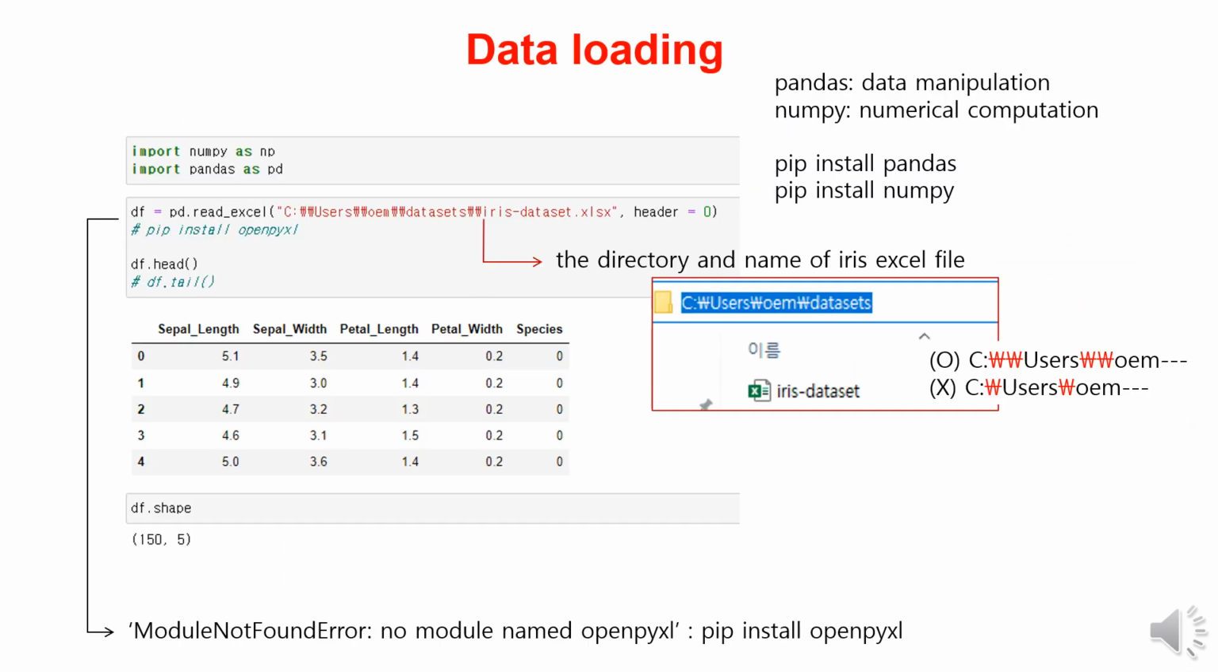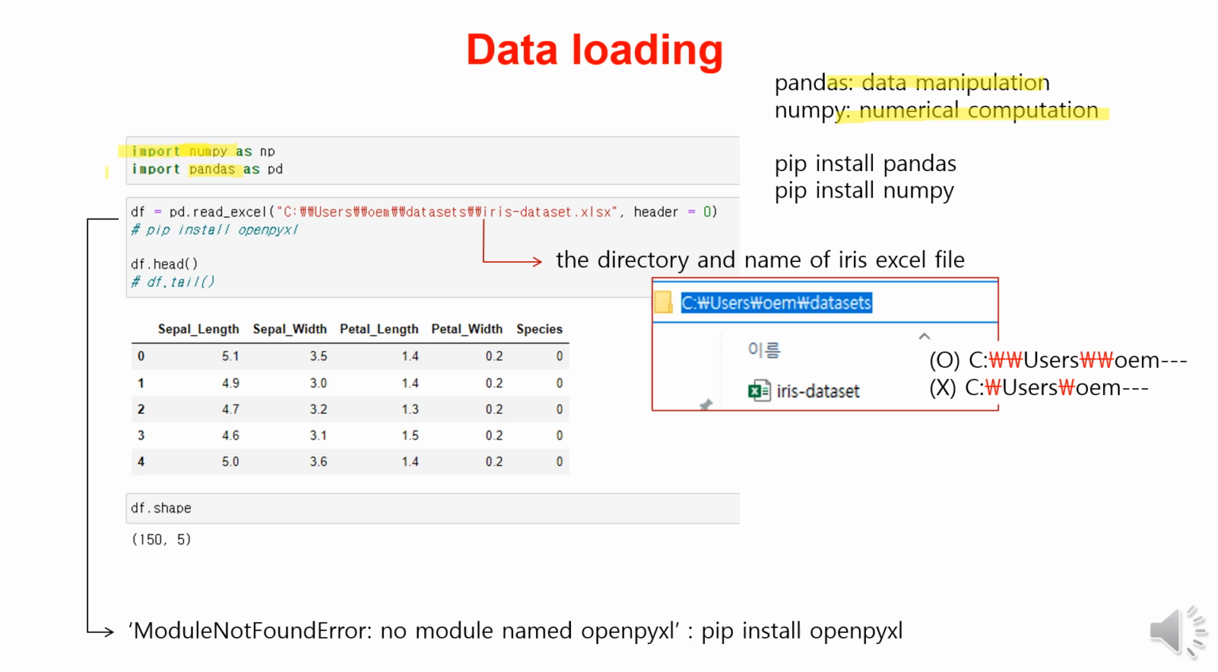Now let's take a look at the process of loading the iris dataset in Jupyter Notebook. First, open Jupyter Notebook and create a new window. Then, import the NumPy and Pandas libraries. For your information, Pandas is used for data manipulation, while NumPy is necessary for numerical computations. Since they are not included by default when you install Python, you need to import them before use.